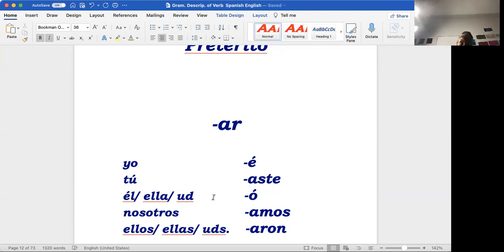So that's the pretérito, but only for the AR verb. So you're going to have to memorize A, aste, O, amos, aron. You have to memorize that. Just like people have to memorize our pronunciation and our rules, and there's other things too, homophones and homographs, spelled the same but pronounced differently, spelled differently but pronounced the same, all of that stuff. Remember, each language is its own world, its own culture, its own history.